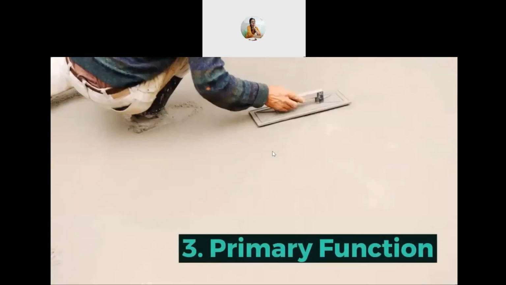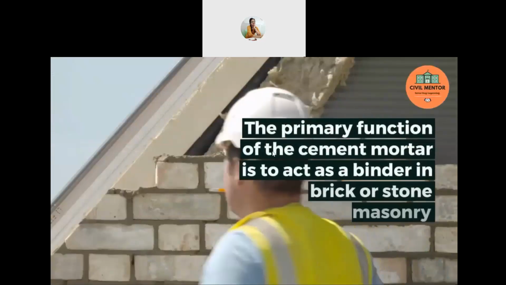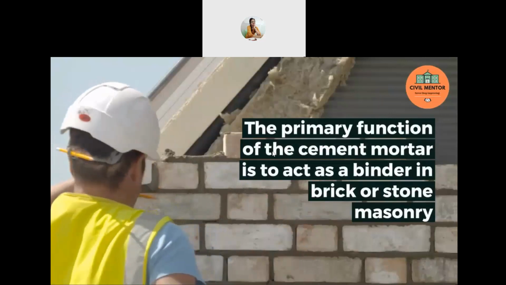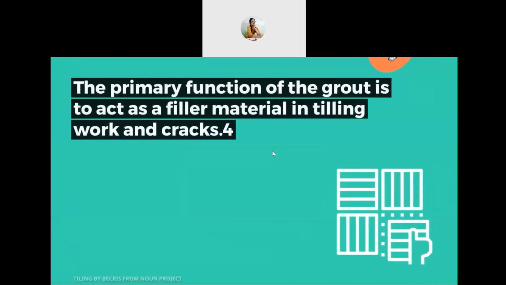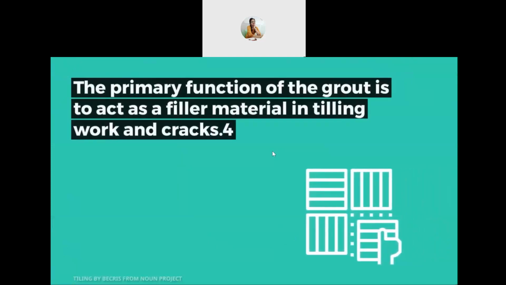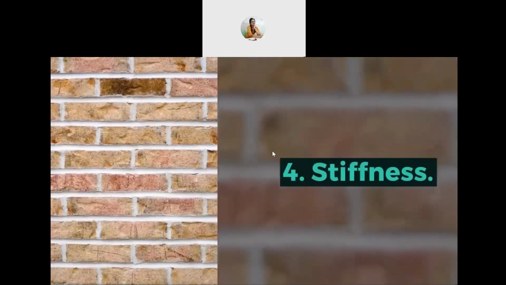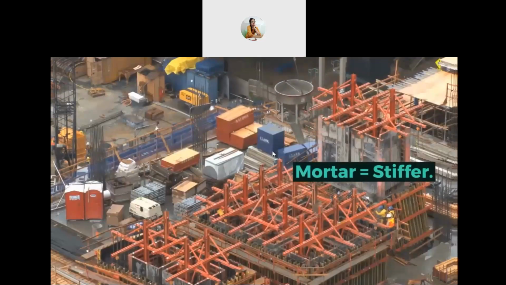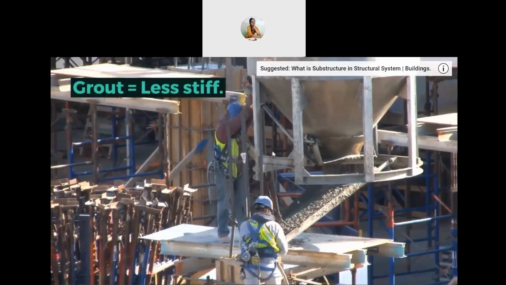3. Primary function. The primary function of cement mortar is to act as a binder in brick or stone masonry. The primary function of grout is to act as a filler material in tiling work and cracks. 4. Stiffness. Mortar is mostly stiffer, and, on the other hand, grout is less stiff.